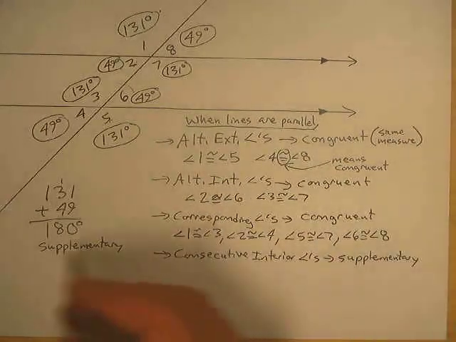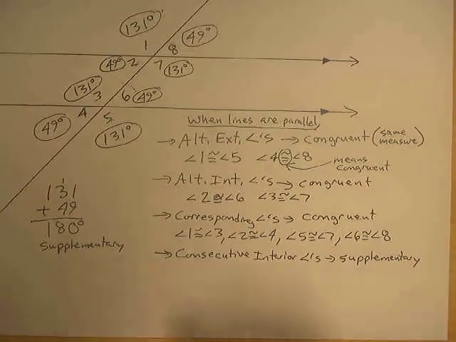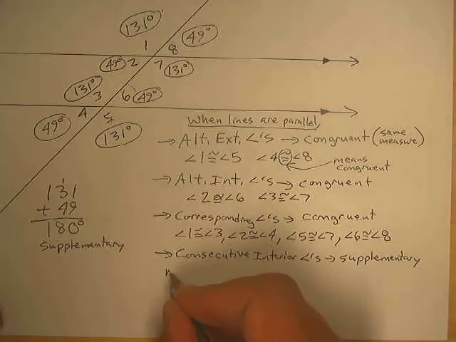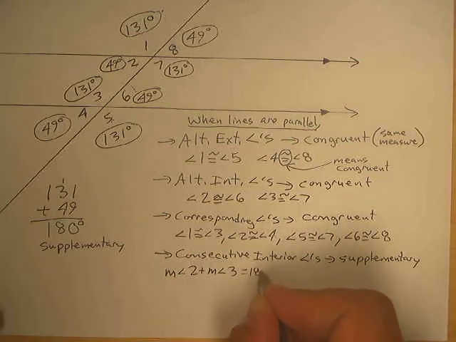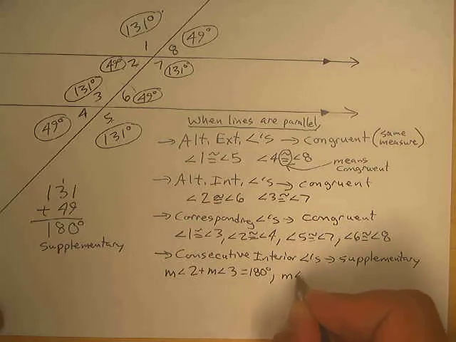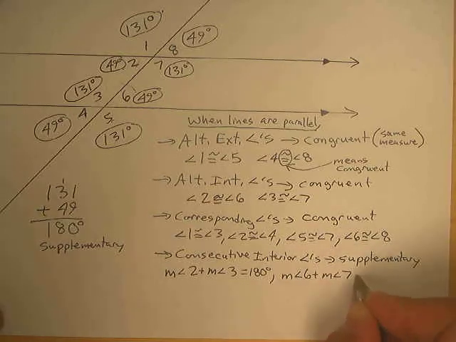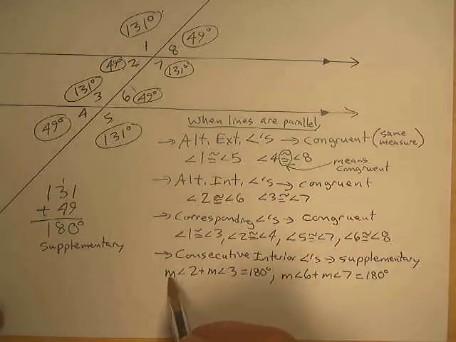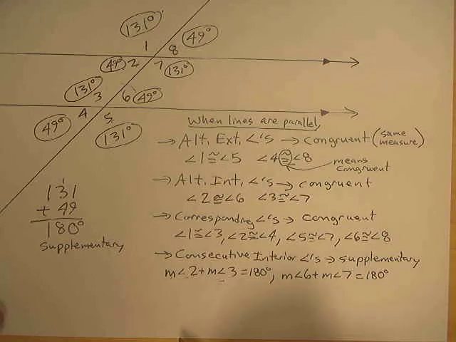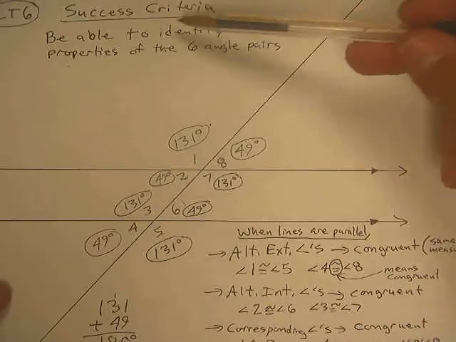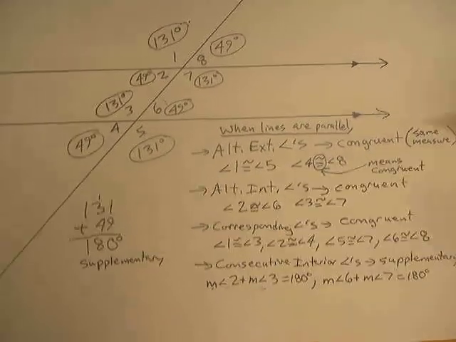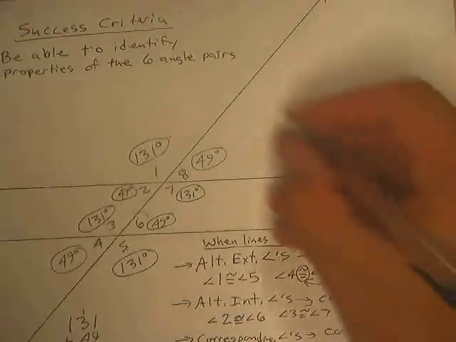Supplementary means that two angles add up to 180 degrees. So we're going to call these supplementary. They're adding up. Supplementary, like supper. You're having a big supper, adding together, getting a big 180 degrees. So that means the measure of angle 2 plus the measure of angle 3 is 180 degrees. And the measure of angle 6 plus the measure of angle 7 equals 180 degrees. This is how we write the measure of angle, with the M angle.